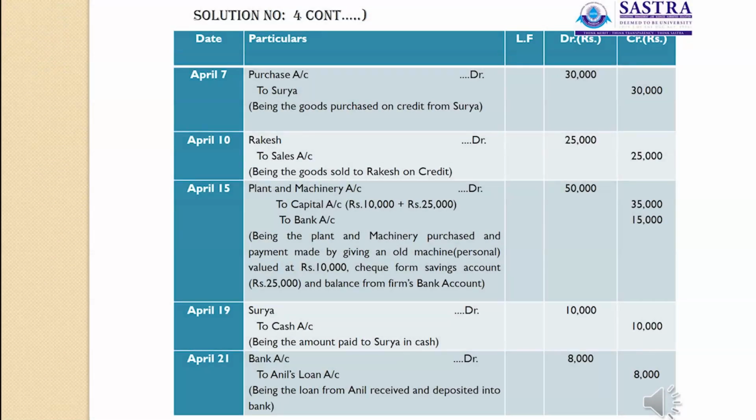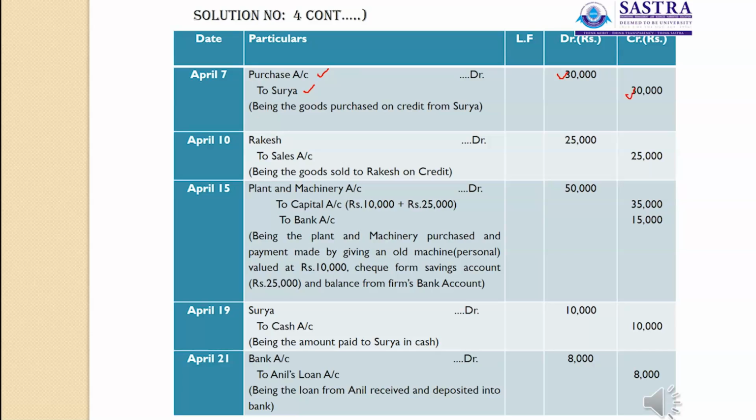Then the next one is being goods purchased on credit from Surya. Purchase account debited to Surya account. Purchase account debited rupees 30,000. Surya account rupees 30,000 credited.